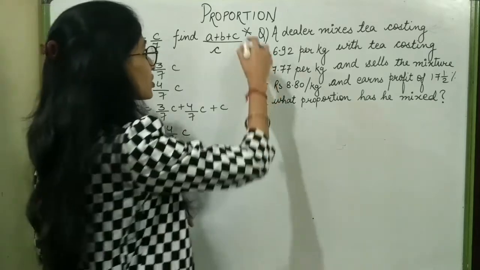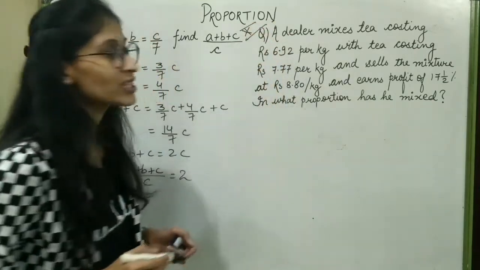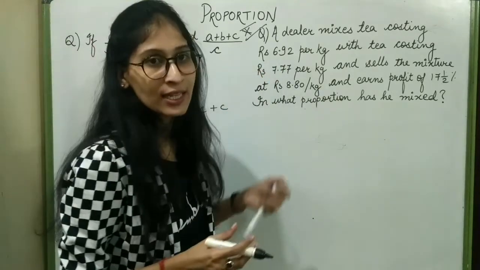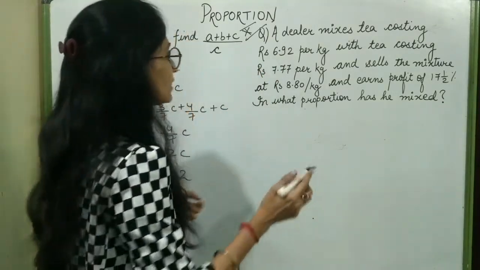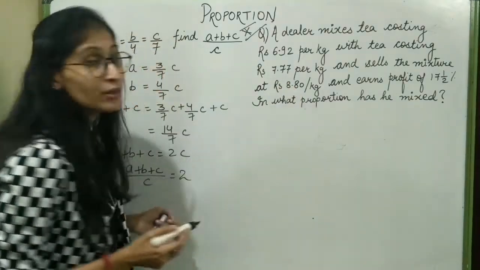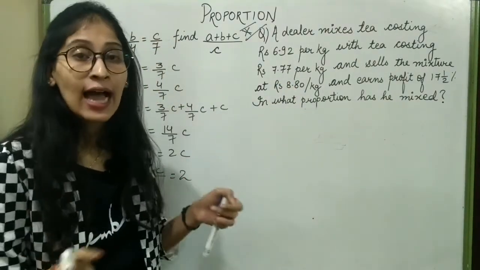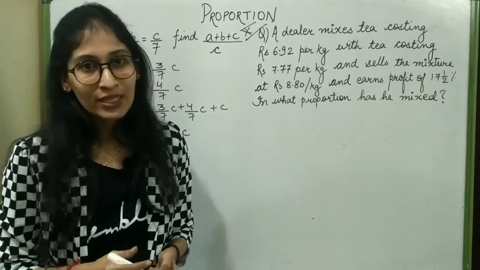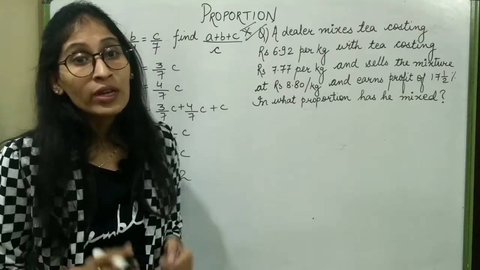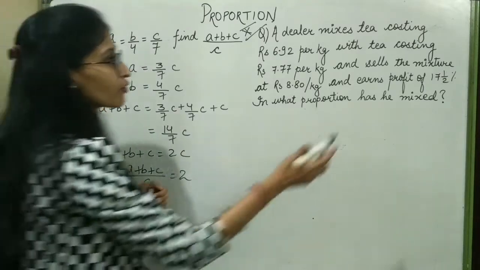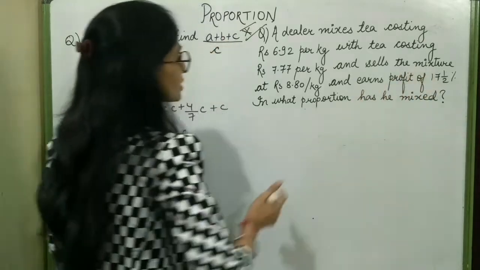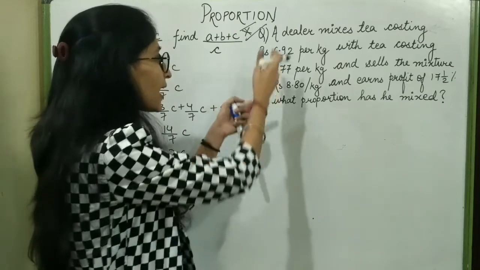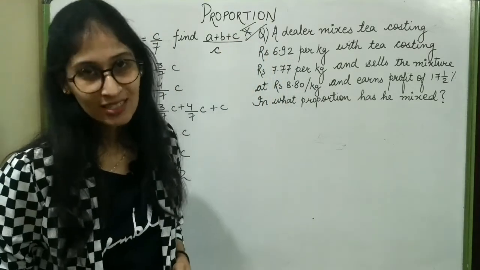For the next question, a very important question, a dealer has mixed a tea costing rupees 6.92 per kg with another tea costing rupees 7.7 per kg, and he has sold the mixture for rupees 8.80 per kg. In doing so, he has earned a profit of 17.5%. So you have to find in what proportion he has mixed the two teas.